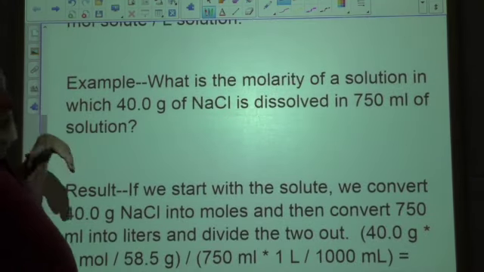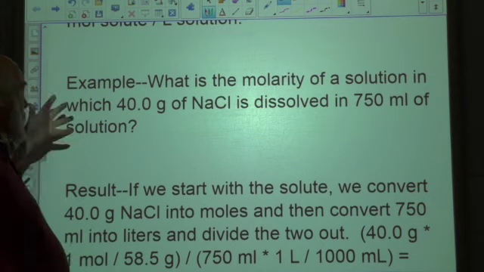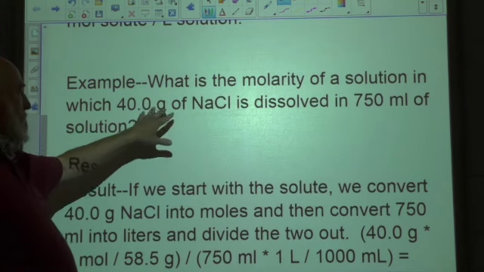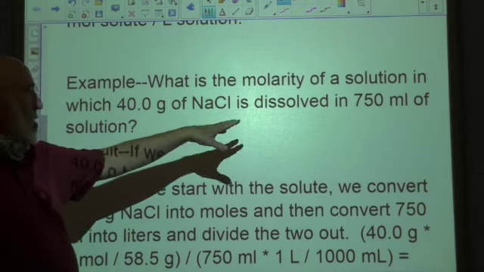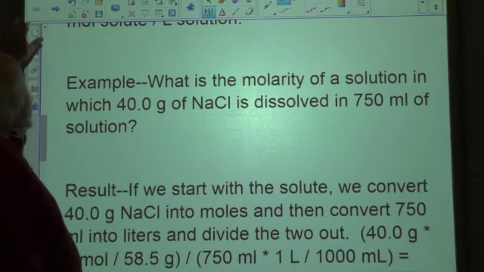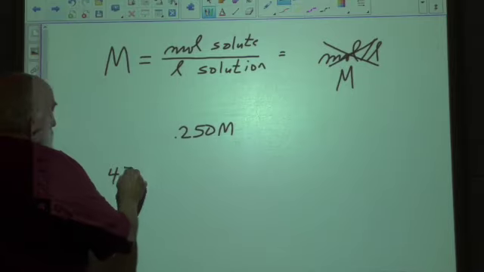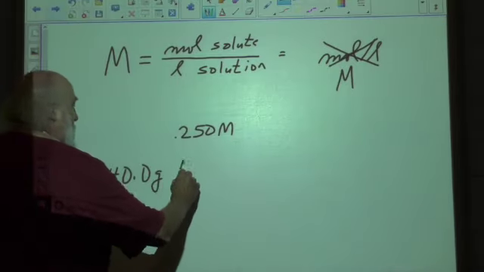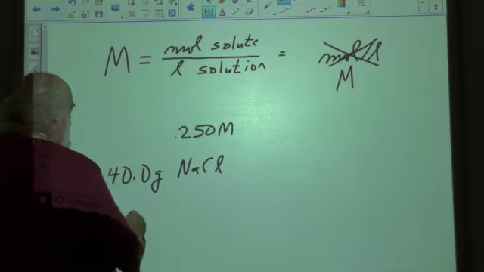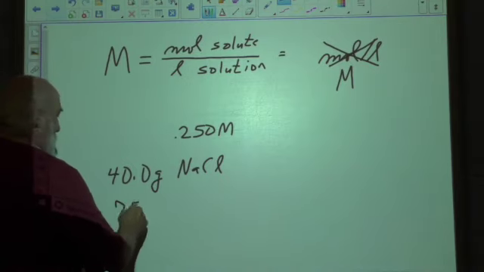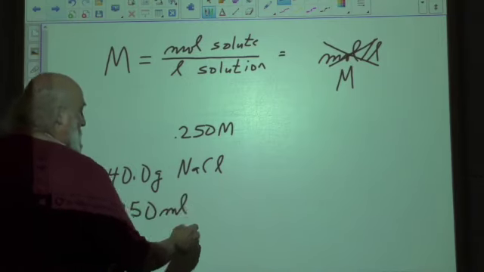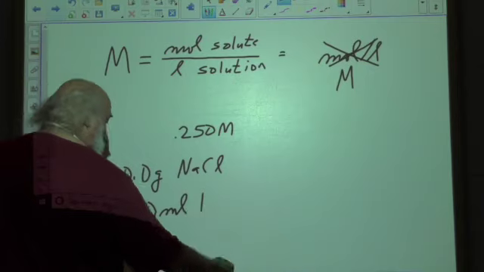Let's use this example as to how we can use this formula. What is the molarity of a solution if 40 grams of sodium chloride is dissolved in 750 milliliters of solution? Okay, so we have 40 grams of sodium chloride and we have 750 milliliters of solution.